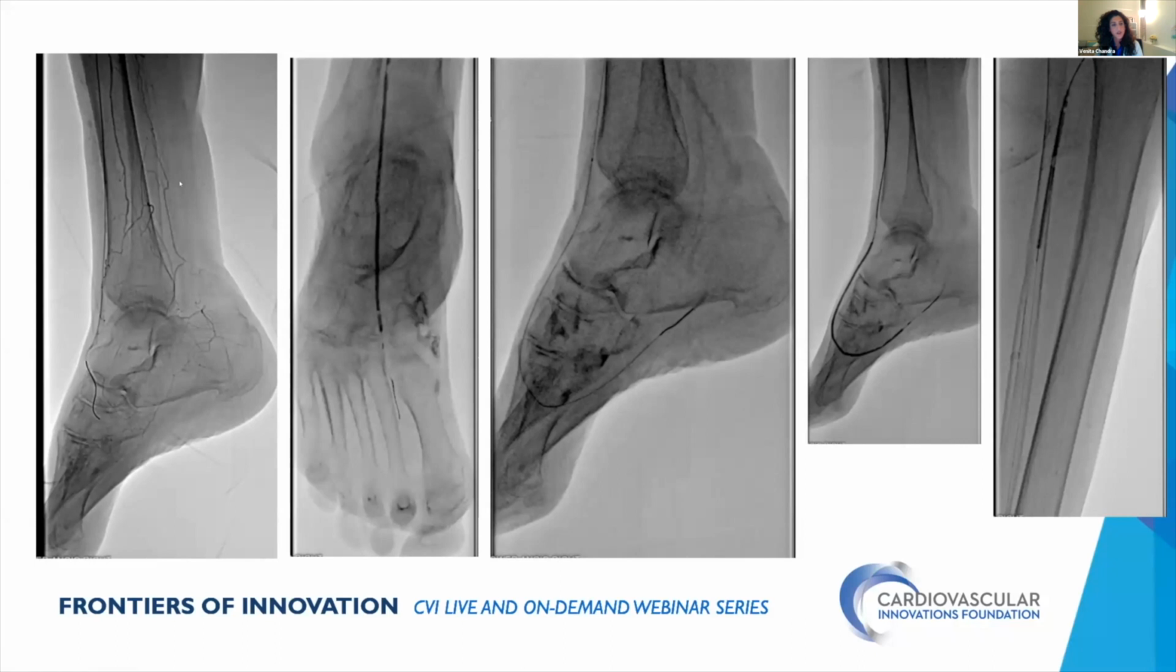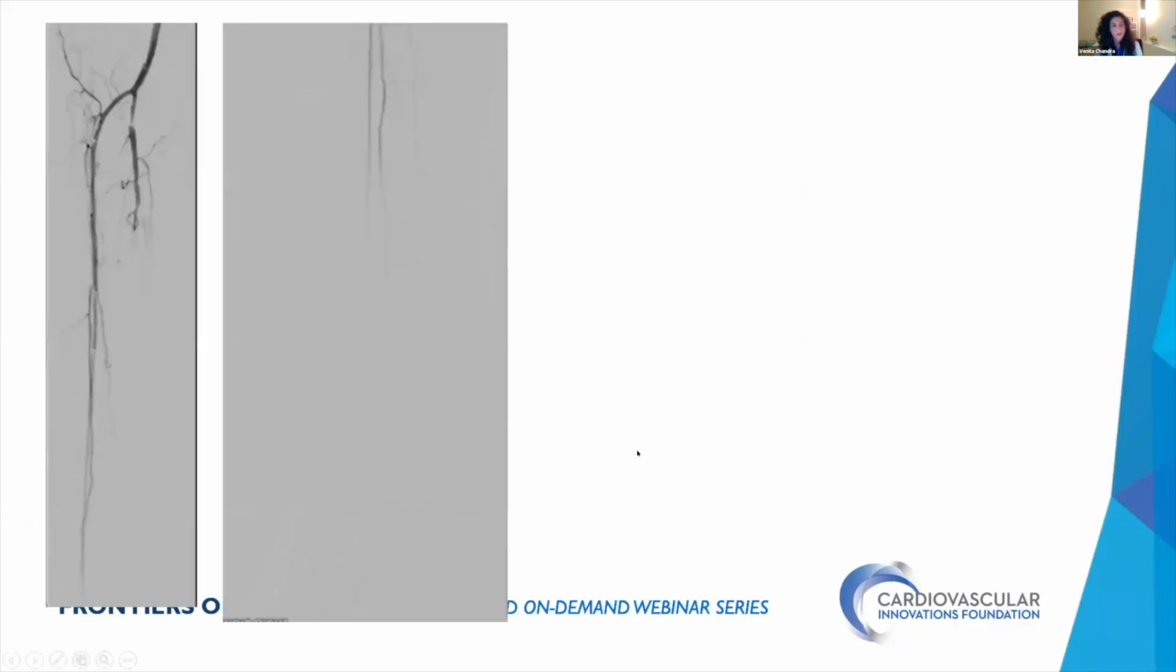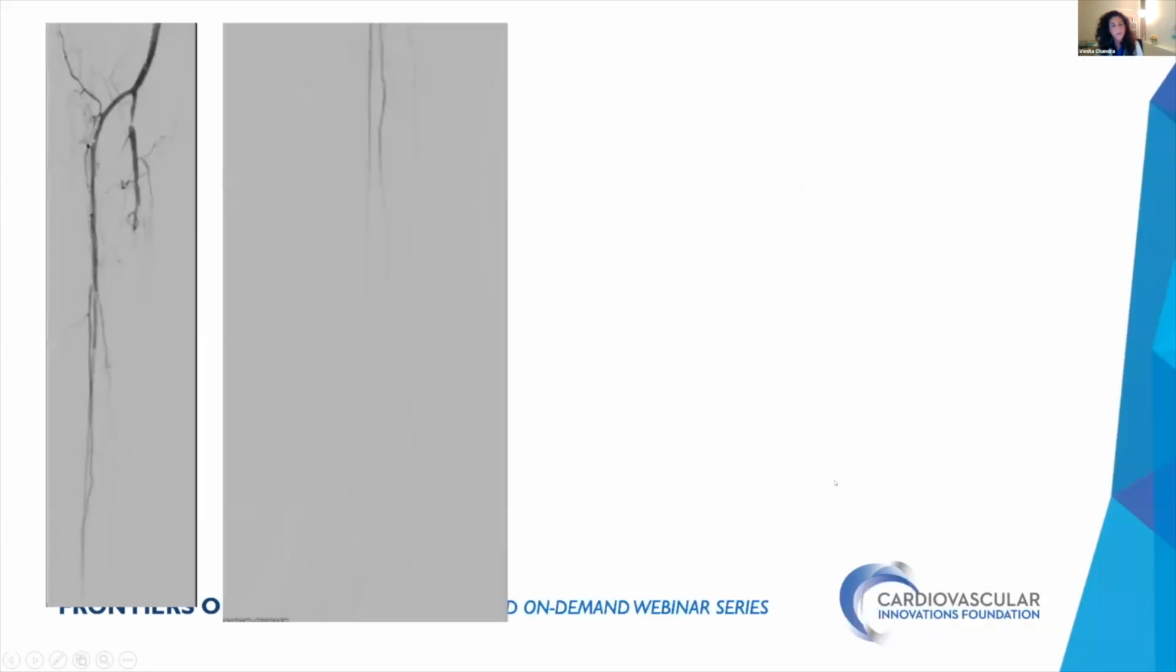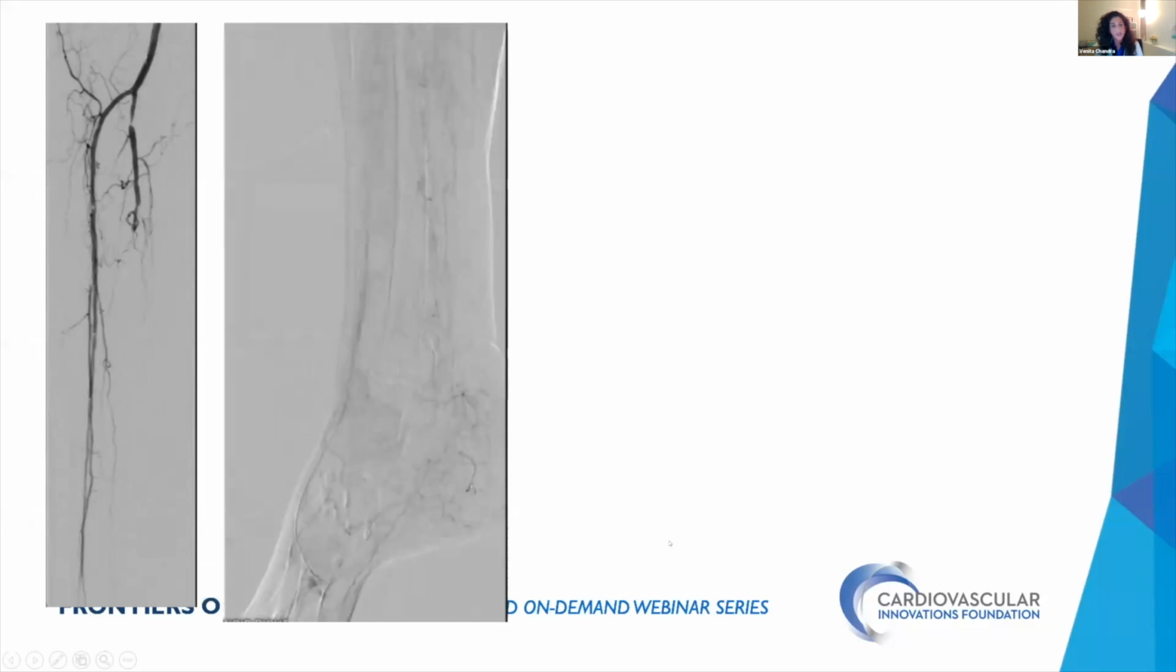I was able to get across all the way into her heel arch here and use a small crossing balloon, pre-dilation with a 2 millimeter. And then I proceeded with the Serenator device. I don't know if you guys are familiar with this device, but it's a balloon that has basically serrated little blades on there. And I'm really quite impressed with this device. The luminal gain that I saw is pretty impressive right away.